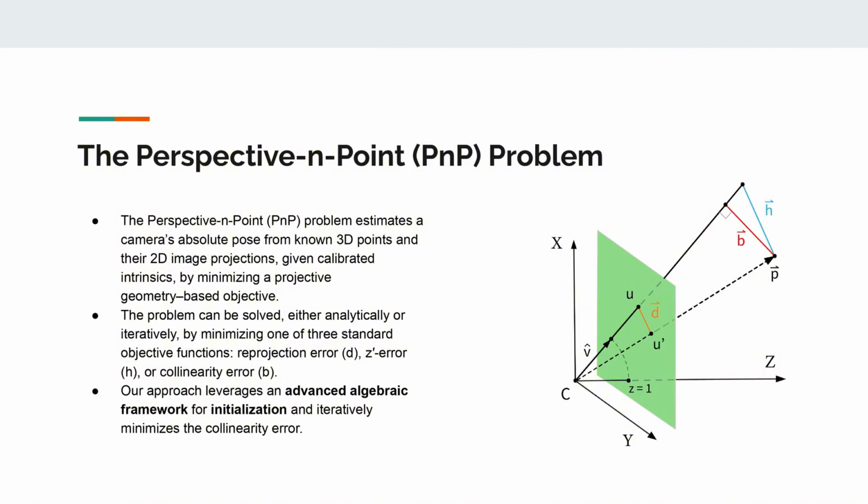a projective geometry objective. The PnP problem can be solved either analytically or iteratively by minimizing one of three standard objectives: reprojection error, Z-prime error, or collinearity error, as illustrated on the left. Our approach leverages an advanced algebraic framework for initialization and then iteratively minimizes the collinearity error.